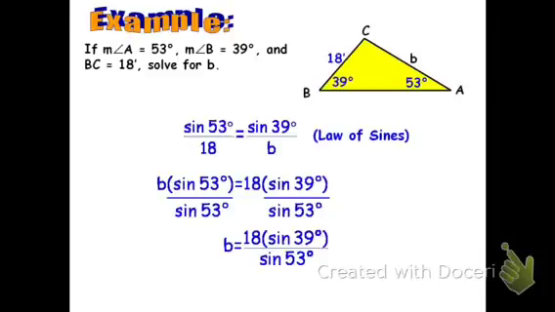Now this is known as the exact answer. I'll now type my exact answer into the calculator and see what I get. To do this, I'll go 18 sine of 39 degrees and either close the parentheses and then divide by sine of 53 degrees, or I'll go 18 sine of 39 degrees, hit enter, and then divide by sine of 53 degrees and hit enter again. Either way, I'm going to get that B is about 14.18 feet.